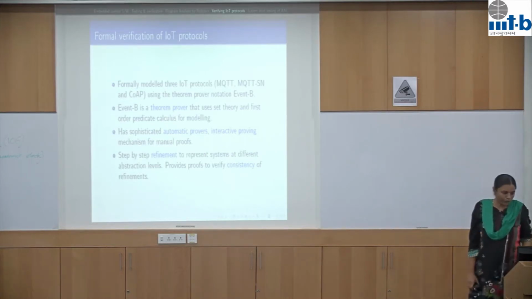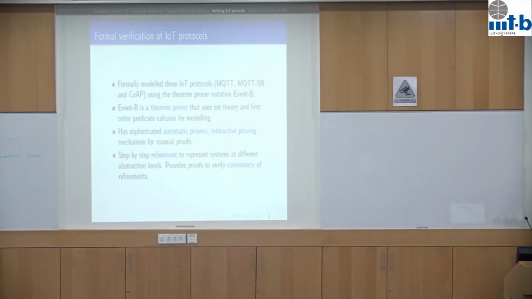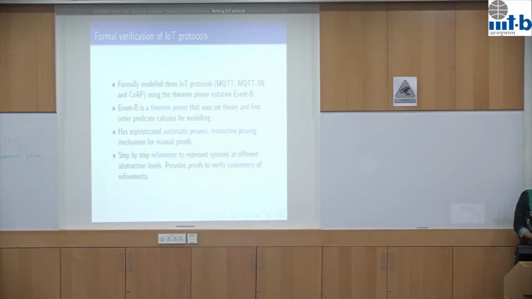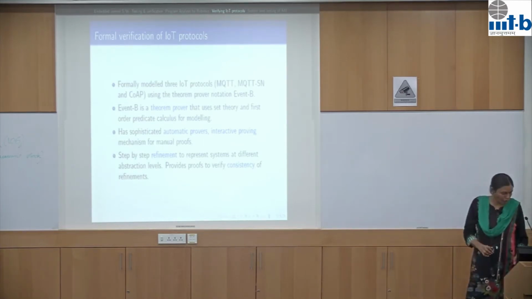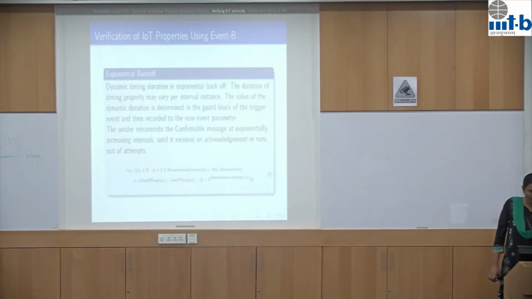I'll briefly introduce you to Event-B. It uses set theory and first order logic for modeling. It has very sophisticated automatic provers. Because we are working in the undecidable domain, you need to give space for doing manual proofs also, so it has interactive provers. The nice thing about Event-B, see, proofs usually get very long because you're trying to prove something very complex. I'll just show you how one property looks like. You'll understand what I'm saying.